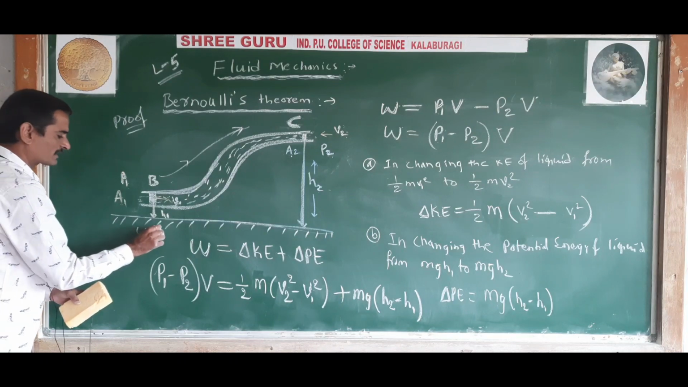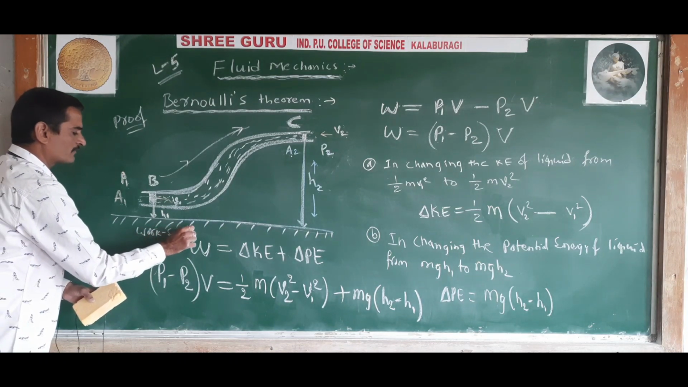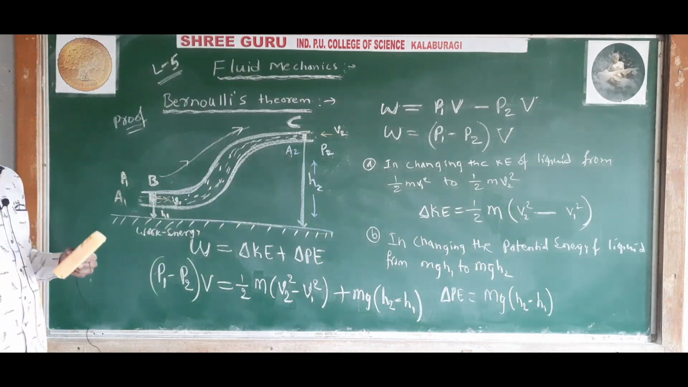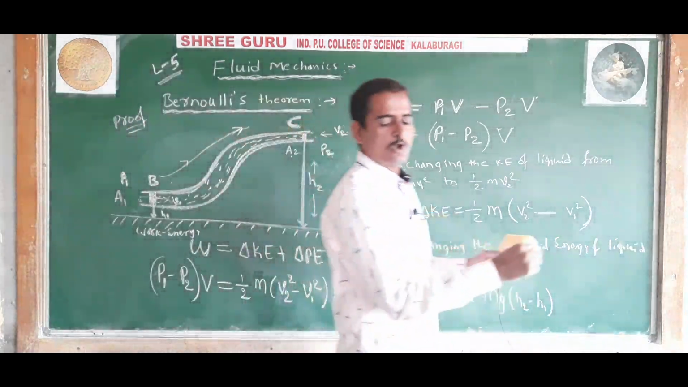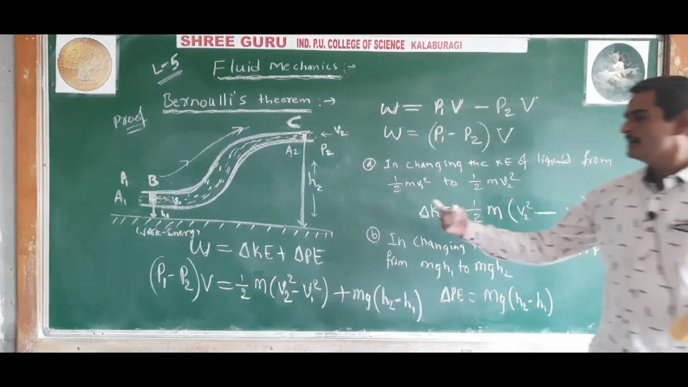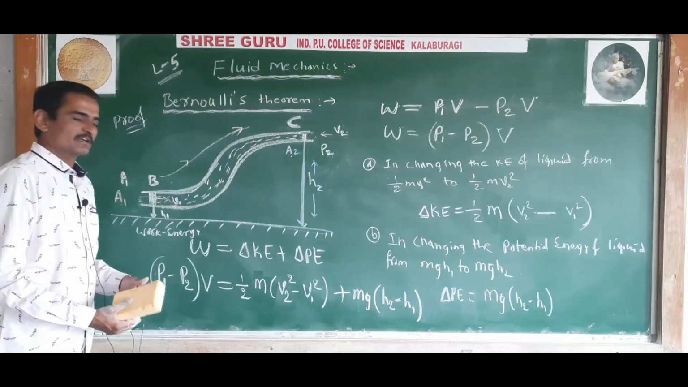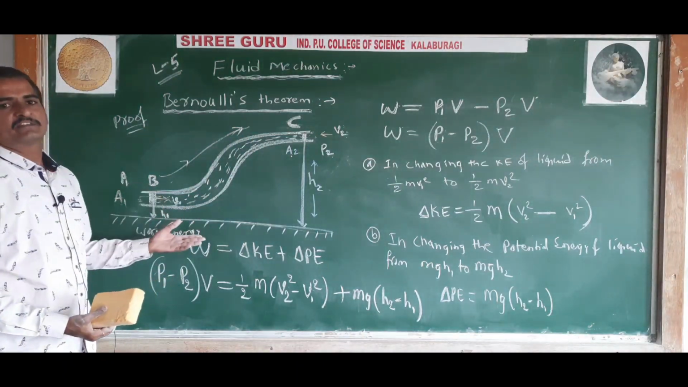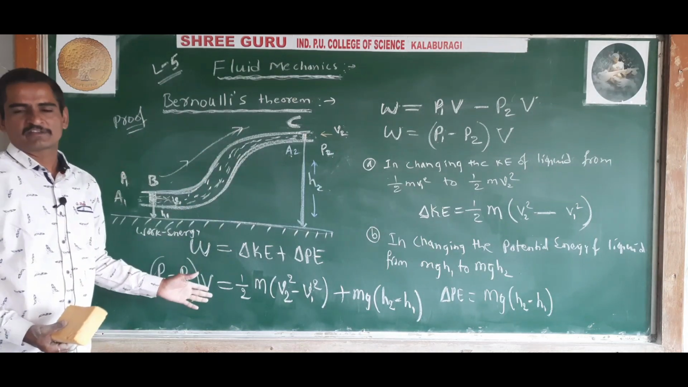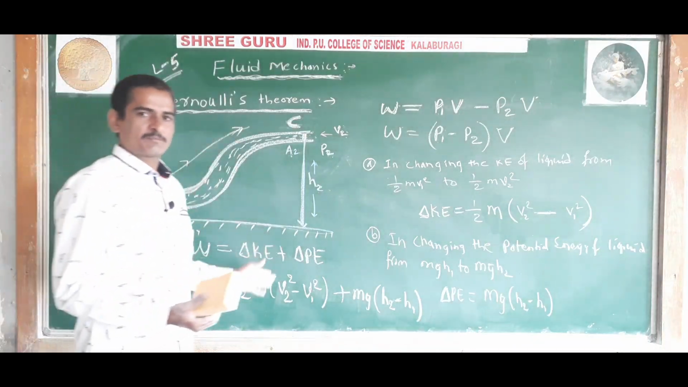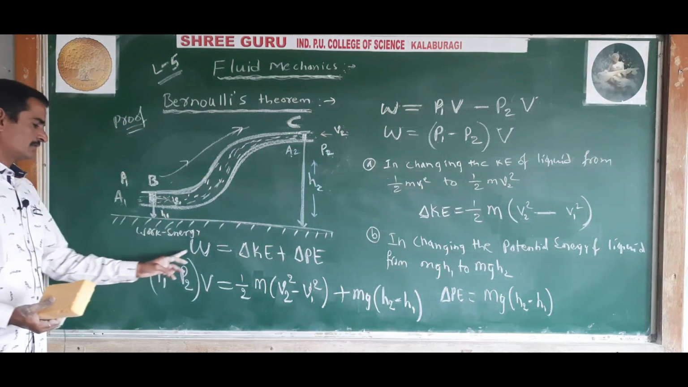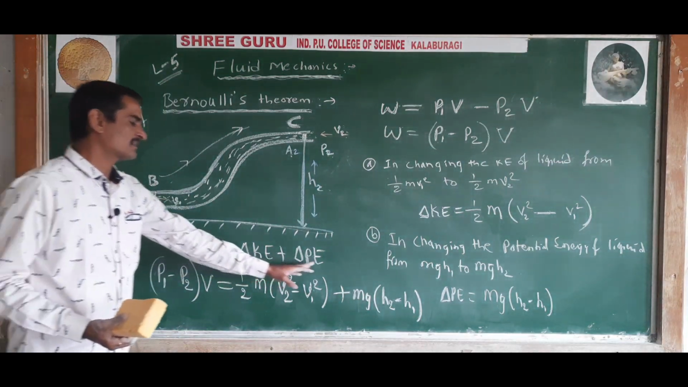According to the work energy theorem, or according to the law of conservation of energy, work done must be equal to the change in kinetic energy plus change in potential energy. That also you can tell. So when we apply the law of conservation of energy, we get Bernoulli's theorem. Understood? So it is W is equal to delta KE plus delta PE.